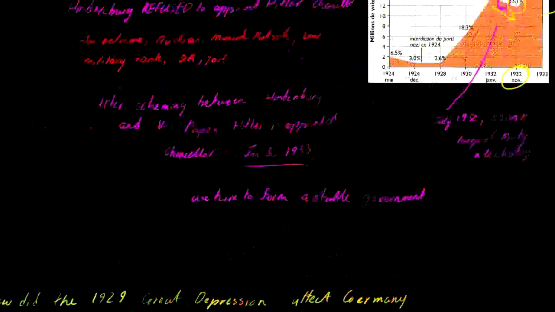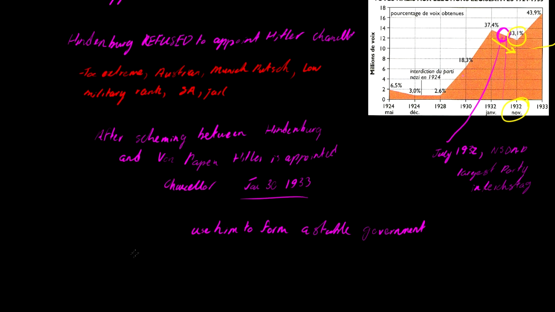So let's look at some of the weaknesses of Hitler's position. His support is on the decline. He lacks a majority. And his support is on the decline. We saw that when he lost 2 million votes between July 1932 and November 1932. Maybe if he wasn't appointed chancellor, the support would have continued to decline. Who knows? He only has 3 out of 12 cabinet posts.